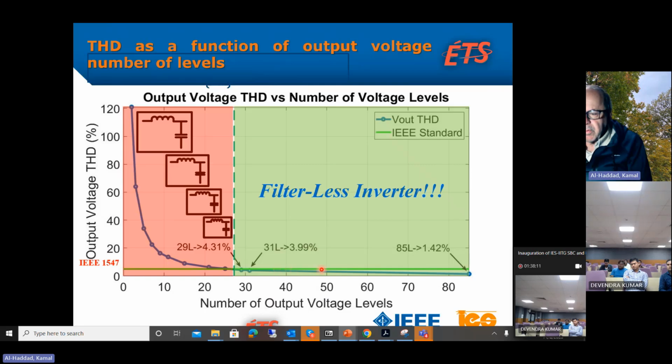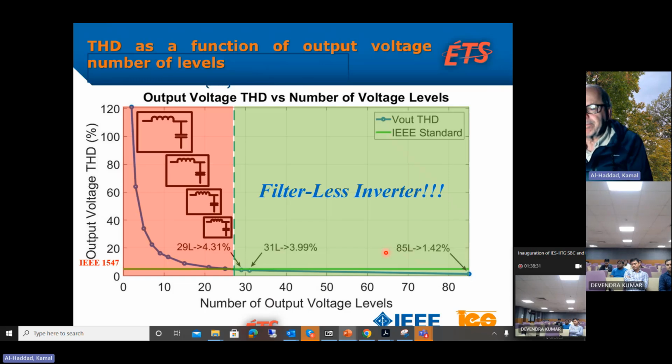I can do even much better than that. I can go up to 85 voltage levels. It will give me 1.42%. And this signal is not found with any utility company. None of the utility companies of the world is delivering such a beautiful quality of signal with 85 levels.